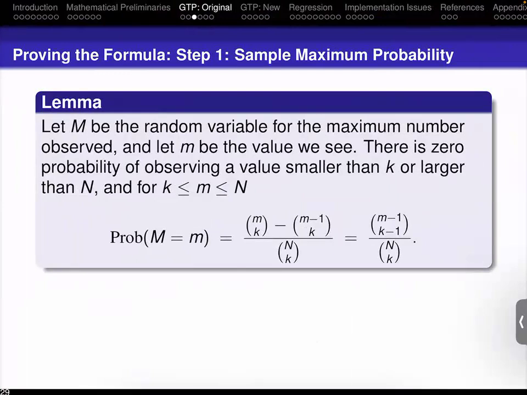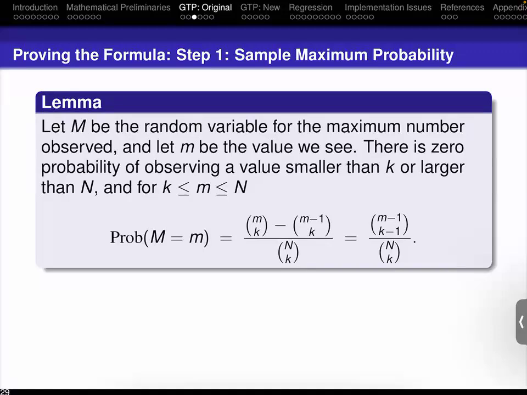So for any m between k and n, the probability that the largest observed serial number is little m is the following: m choose k minus m minus 1 choose k, divided by n choose k, or just m minus 1 choose k minus 1 divided by n choose k. So there's two ways to prove this. The first is, can somebody tell me what the denominator represents? What is the n choose k? Good, it's the number of ways we could observe k tanks.